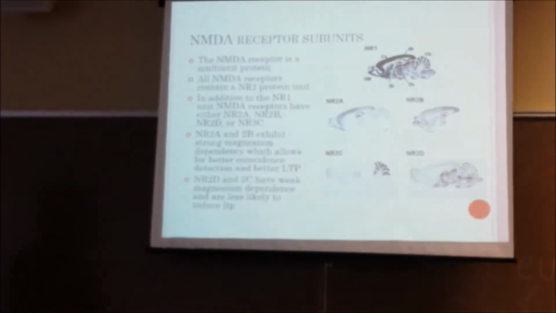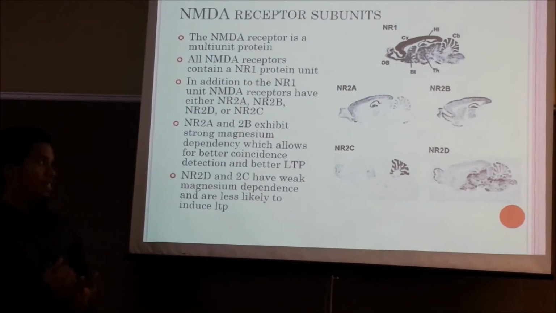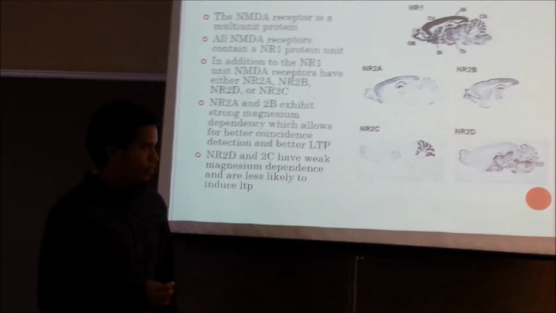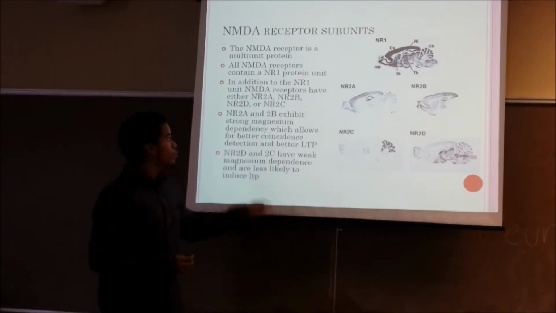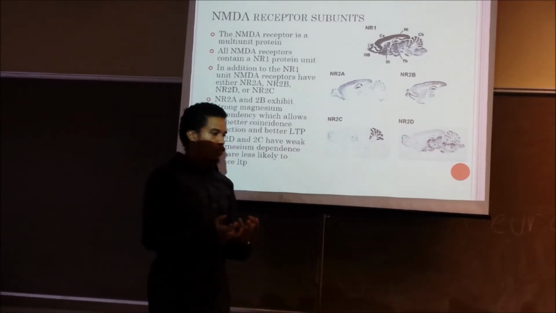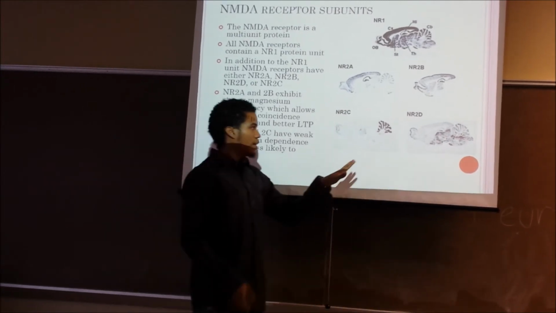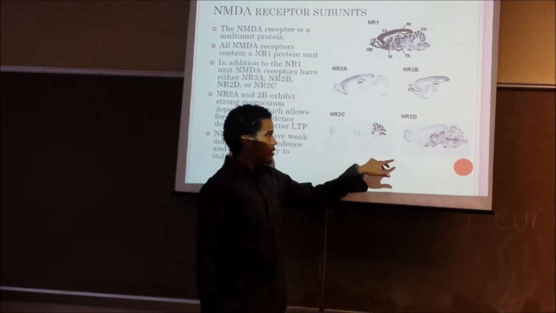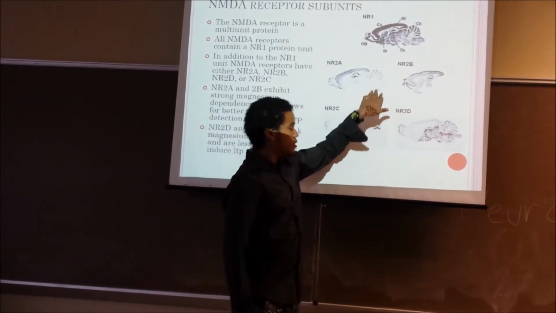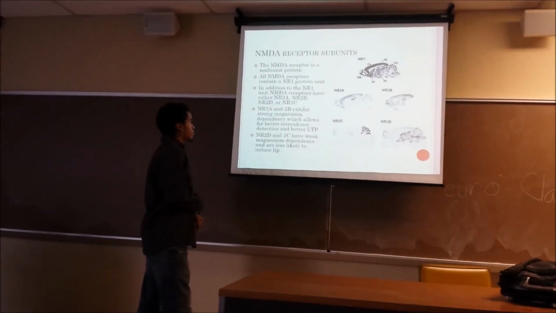Alright, so the NMDA receptor subunits. Every NMDA receptor has an NR1 unit, and it has a variable NR2 unit. The NR2 unit can either be 2A, 2B, 2C, or 2D. The receptor subunits 2C and 2D have low magnesium dependence, so they're less likely to be involved in the LTP process. But these ones have high magnesium dependence, so these are the main ones that are associated with LTP.